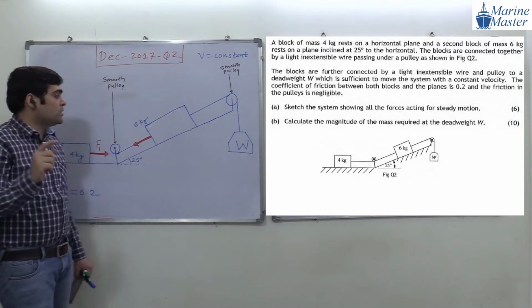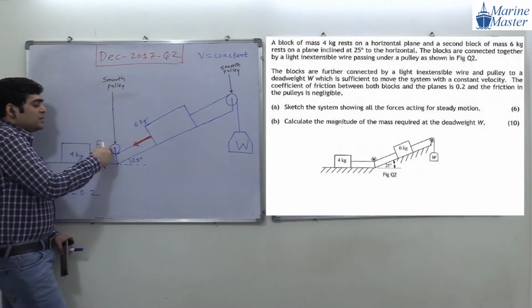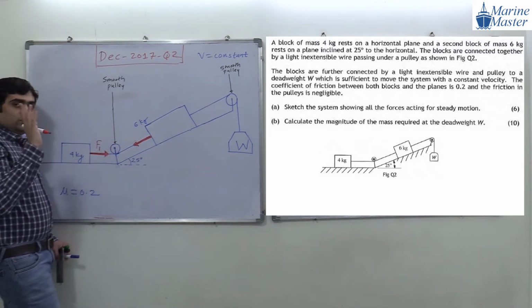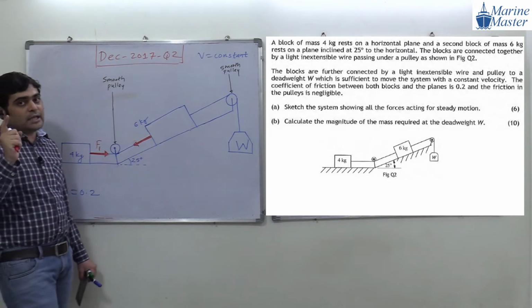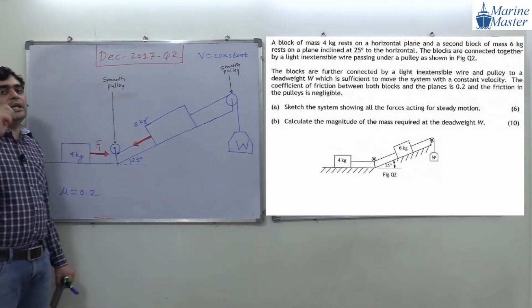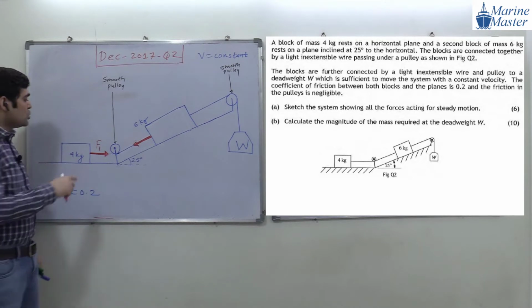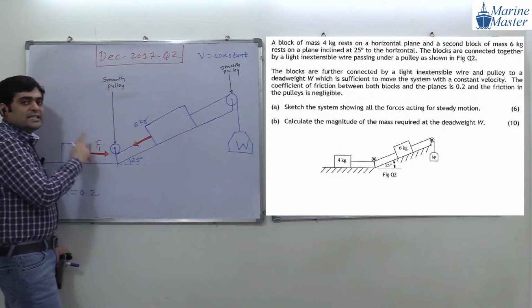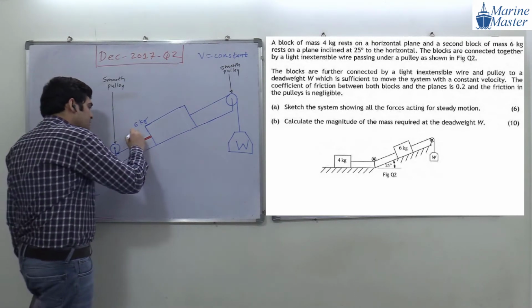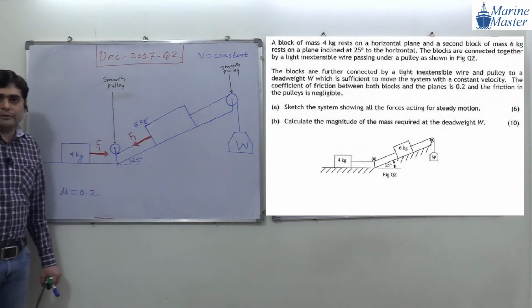Okay, guys, are you getting my point? Whenever our pulley is smooth, in that scenario, tension on both sides of the pulley must be the same. So if we are assuming tension on this side is F1, then tension on this side will also be F1.